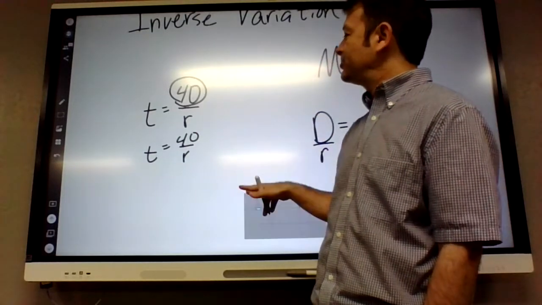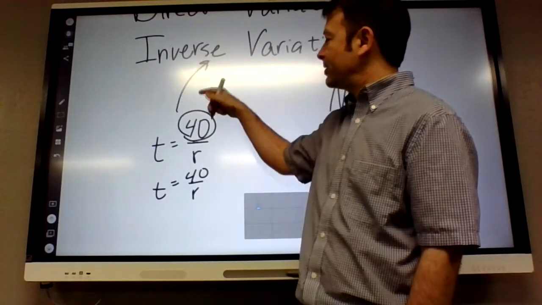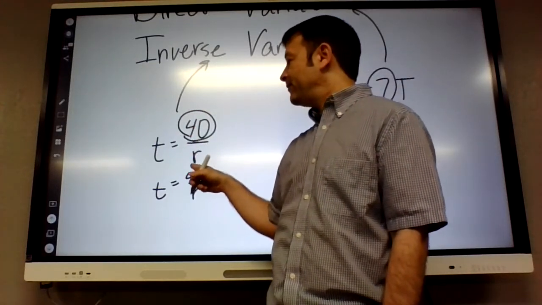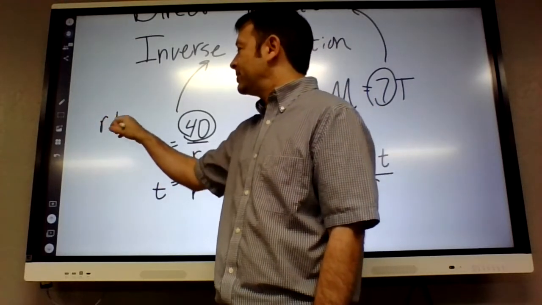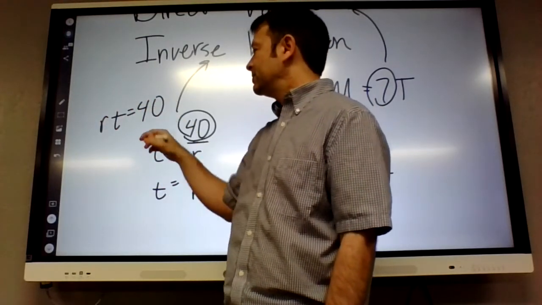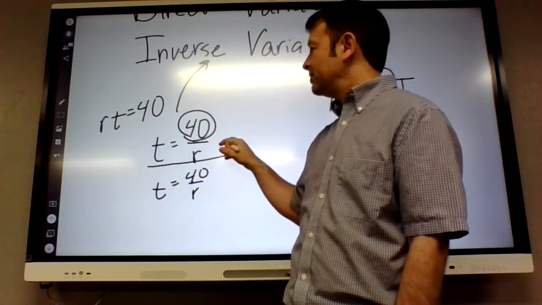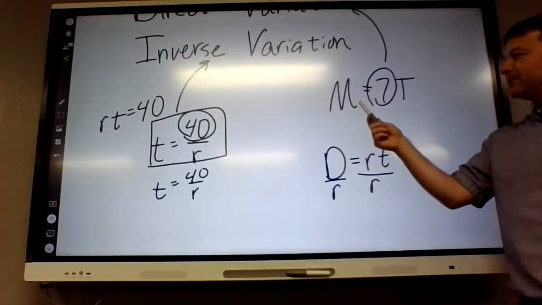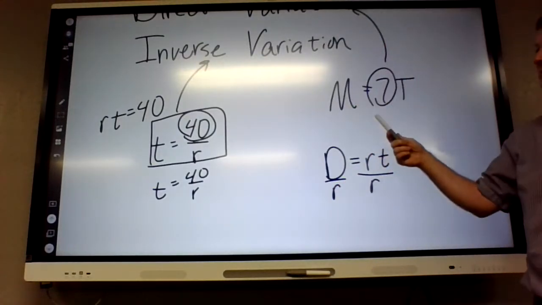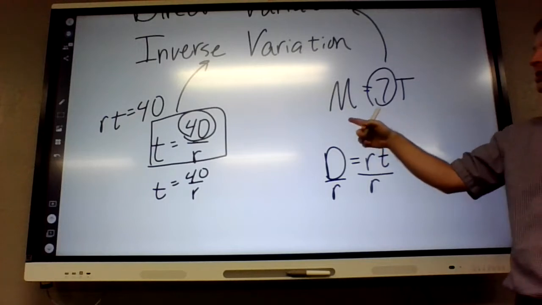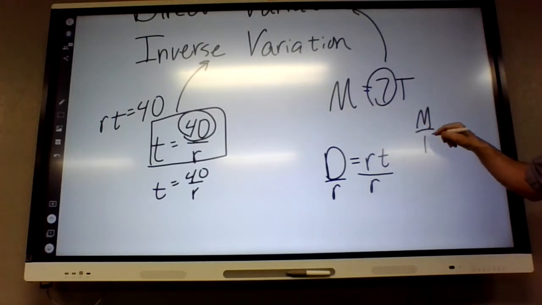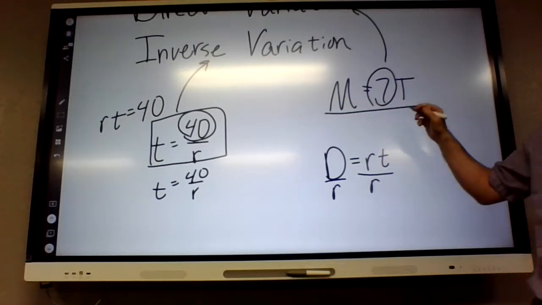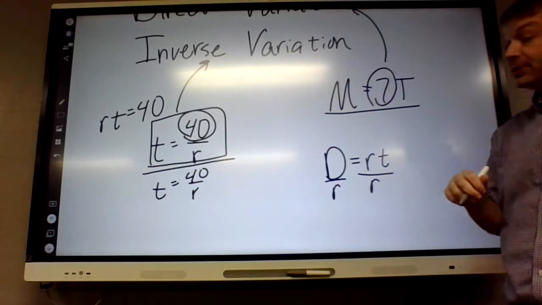Anyway, so inverse variation looks more like this. The variable is usually on the bottom, written like this. Now if I multiply by R, it could look like this, RT equals 40. But probably this would be the more common way of writing it. Direct variation looks more like this, usually. I could divide by T and it could say M over T equals 7. So it could look a little different, but this is just usually how it's written.